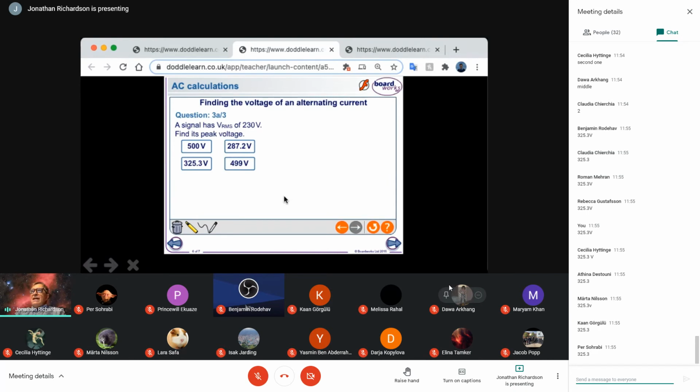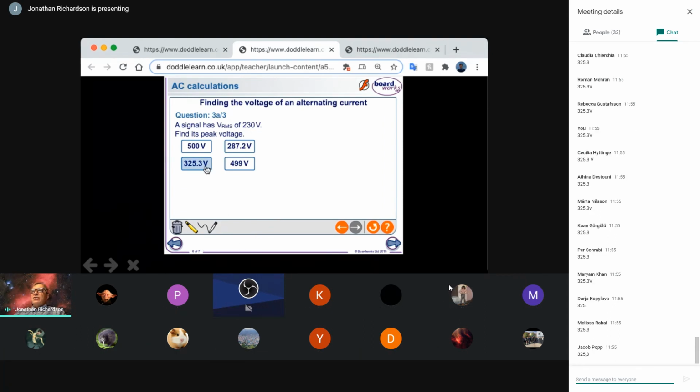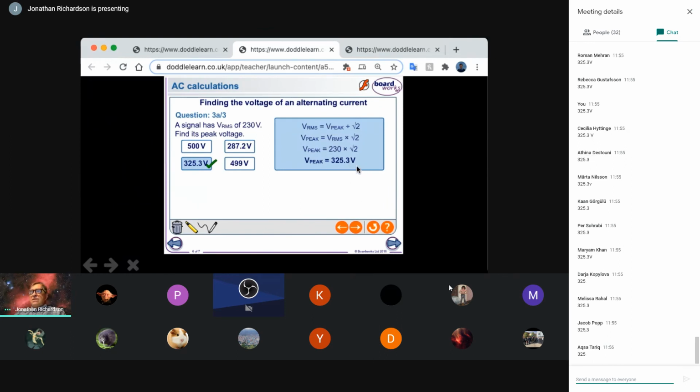When you calculate the peak voltage, and I think again you're getting the right picture, 325.3 volts will be your maximum voltage. Think about this now. The maximum voltage is 325. The minimum is also 325. So the peak to peak voltage is 650 volts.